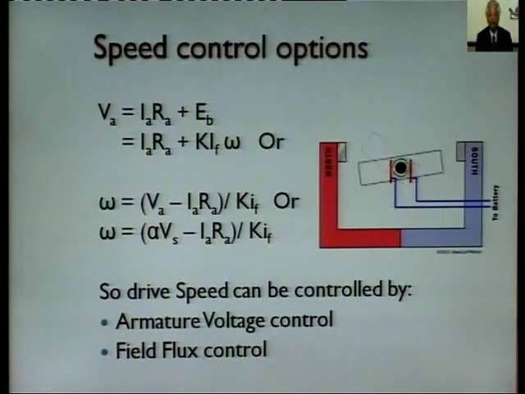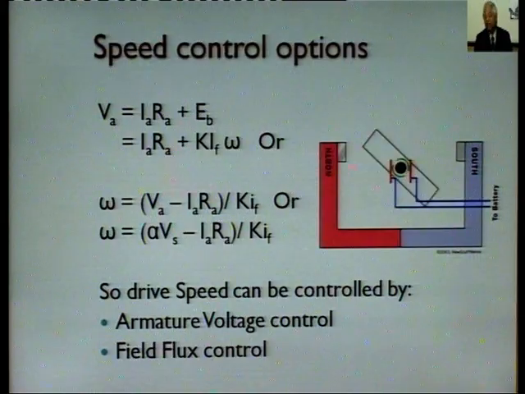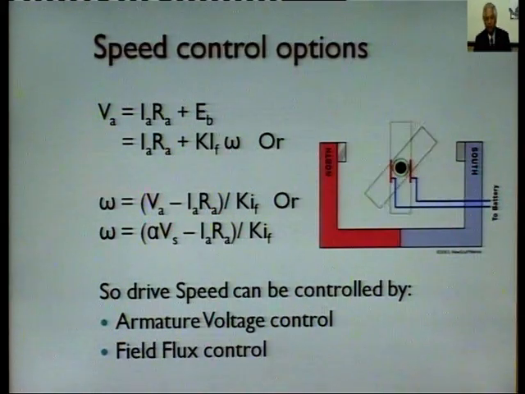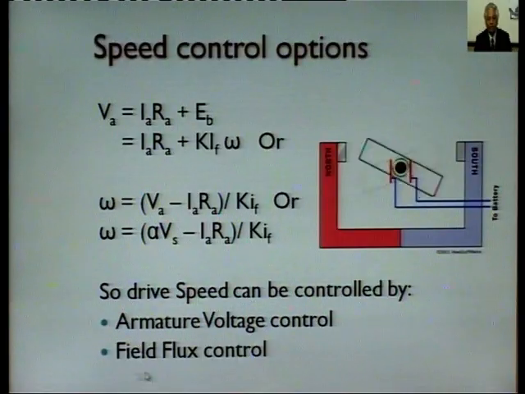Let us see. One is the armature voltage, VA equals IA RA. This is a very well-known equation: VA equals IA RA plus EB, that is IA RA plus K IF omega, or omega equals VA minus IA RA divided by K IF, or omega is proportional to VA minus IA RA divided by K IF, where IA RA is the armature drop. So, drive speed can be controlled by armature voltage control and field flux control, and this is also known as field control.